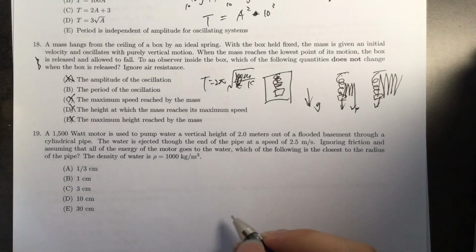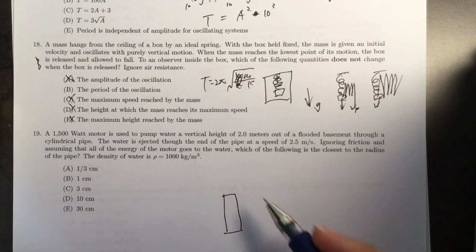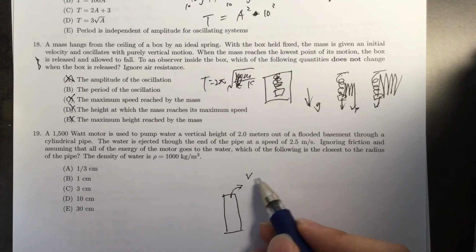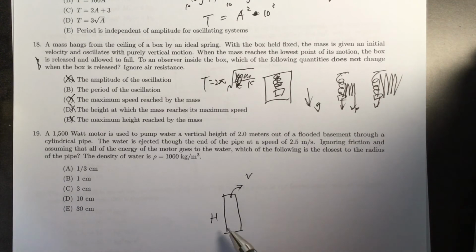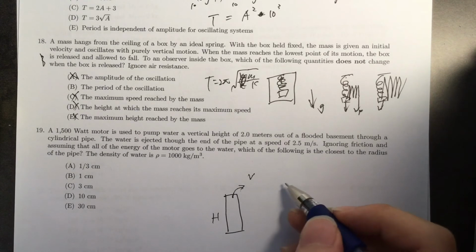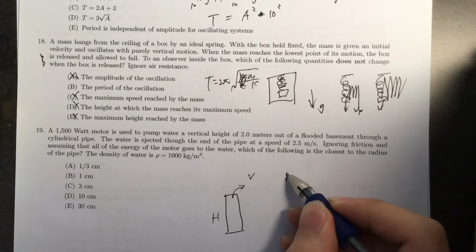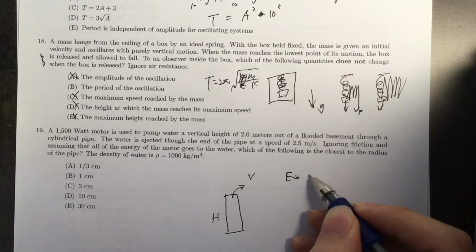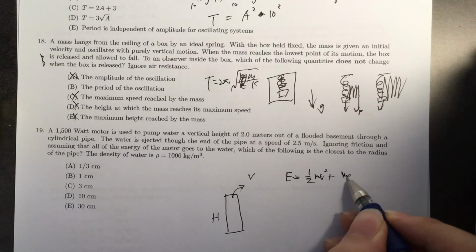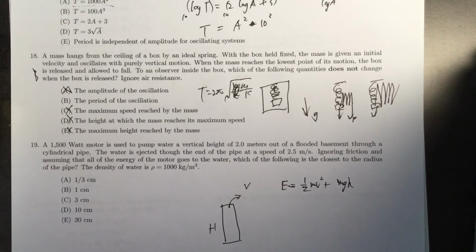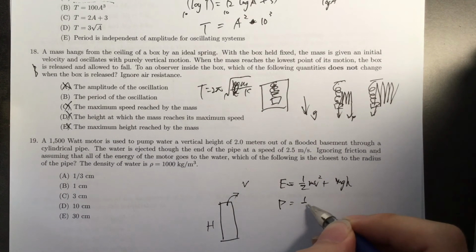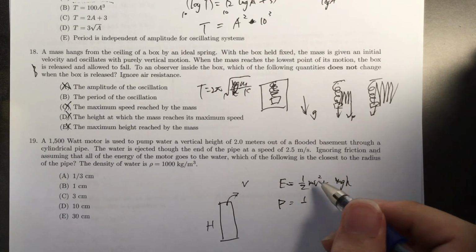So now let's draw a picture. A motor is pumping the water out at a speed of 2.5 meters per second, with a height of h. In order to pump it out, we need to consider the total energy. Total energy is equal to the kinetic energy plus potential energy: 1/2 mv squared plus mgh, right? Because we only want to consider the power, the power will be equal to the time derivative of it.